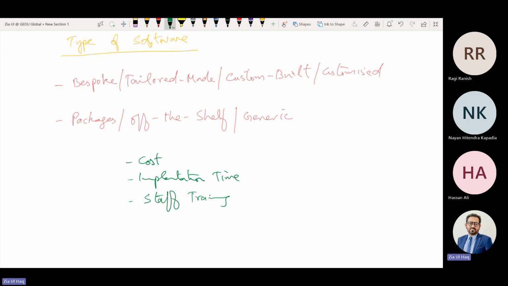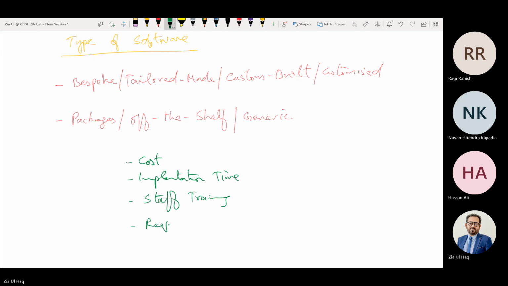So the advantage of packaging is that it is cheap; the disadvantage of bespoke is that it is costly. The advantage of a package is that we can implement it immediately, but the disadvantage of bespoke is that it requires some development time. The advantage of a package is that it doesn't require staff training, and the disadvantage of bespoke is that it requires staff training. In all three, these are disadvantages of bespoke. Is there any advantage of bespoke?